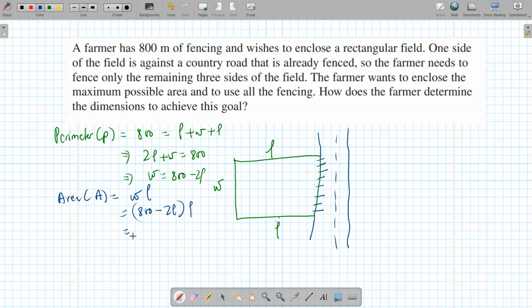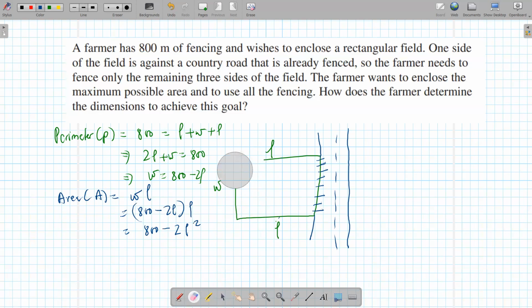If we open that bracket, 800L minus 2L squared. Yeah, 2L squared. So there we go. That's all we needed to do.